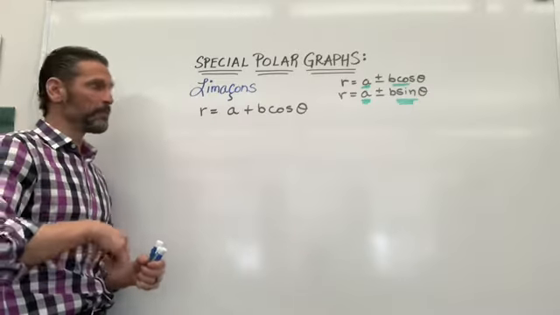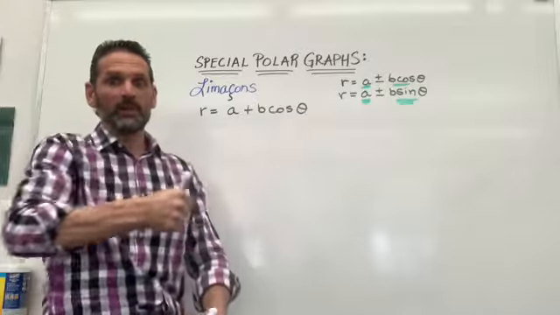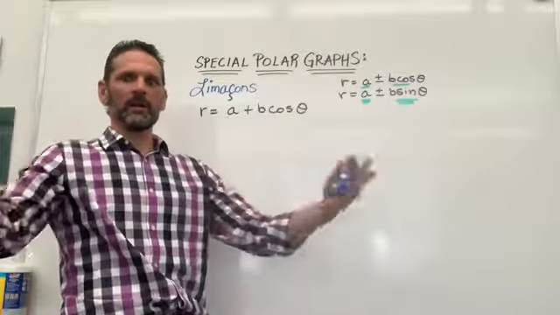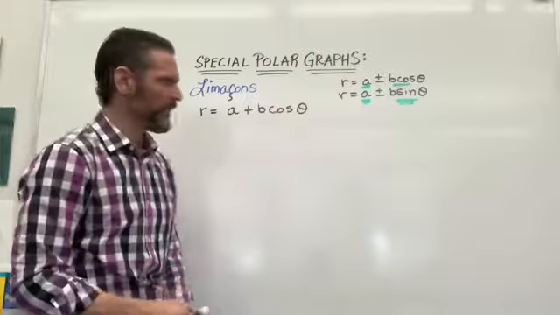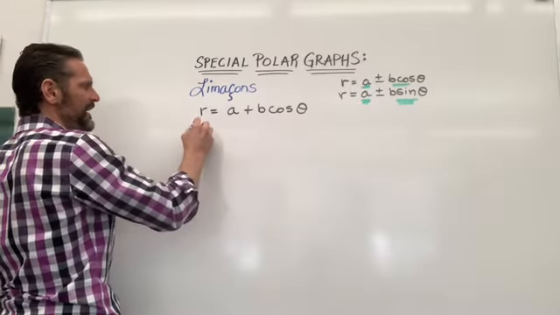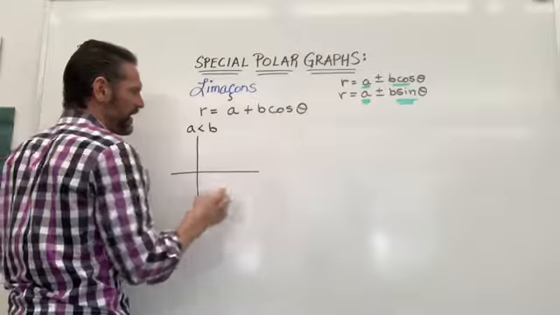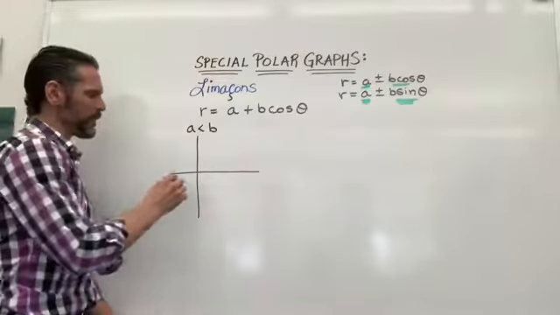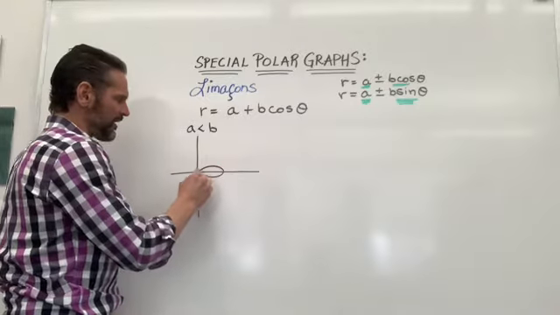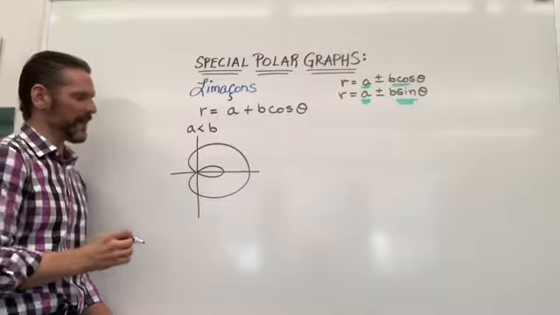Now, we have 4 flavors of Limaçons. Once you open the Limaçon door, inside you're going to have 4 different flavors. The first flavor is when a is less than b. And I can draw a sketch of that. When a is less than b, we're going to have a Limaçon with an inner loop. And it looks something like that.